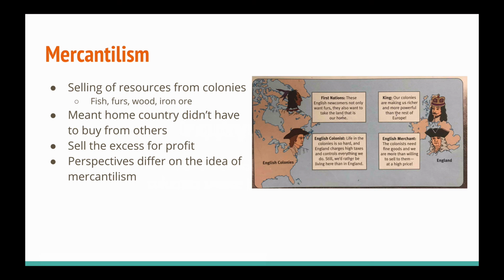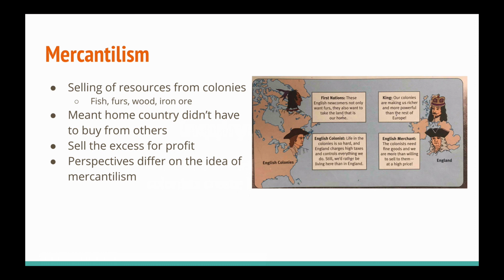Well, a colonist, the English colonist, life in the colonies is so hard. England charges high taxes and controls everything we do. Still, though, we'd rather be living here than in England. For a colonist, they're like, well, yeah, life is hard, things are really tough, but we're still better off than living in England. At least here we have more freedoms. And the king is so far away across that ocean that, this is a nice feeling over here.